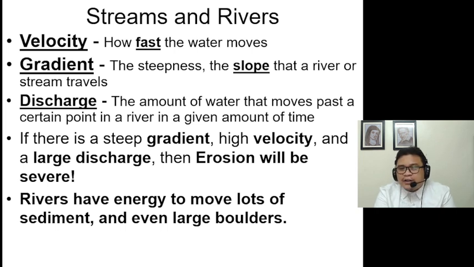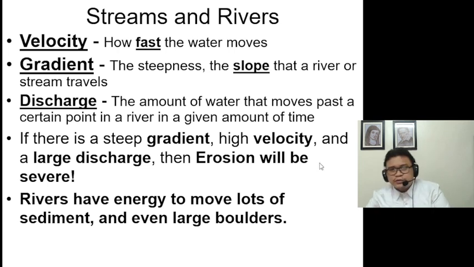Okay, and rivers have the energy to move lots of sediments and even large boulders. So if you wonder why there are rocks, big rocks in particular, found near river falls, they might be carried along by the running water as it travels from a very steep slope. So that could also explain the presence of some of the big rocks found near streams and rivers.